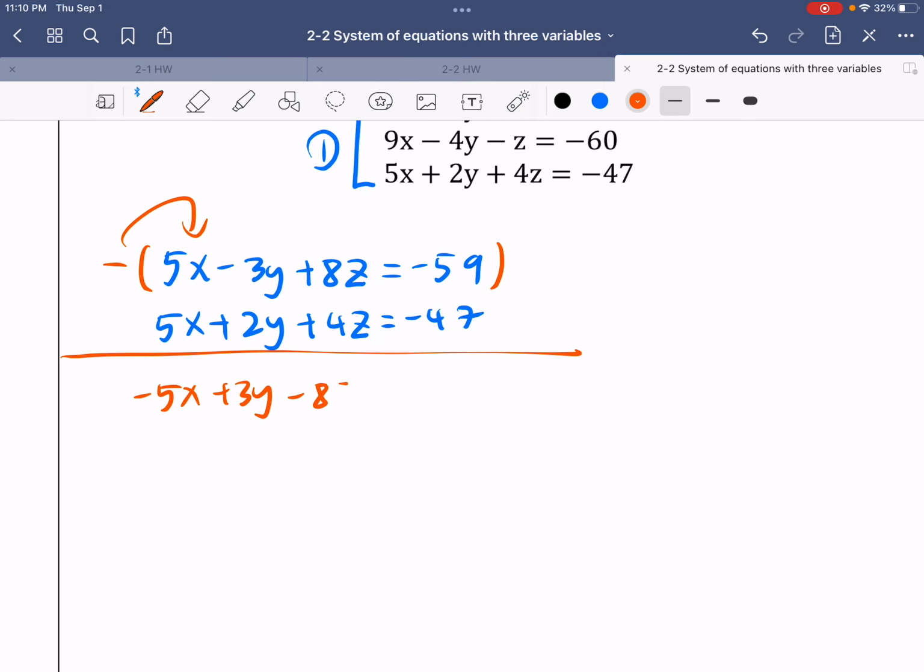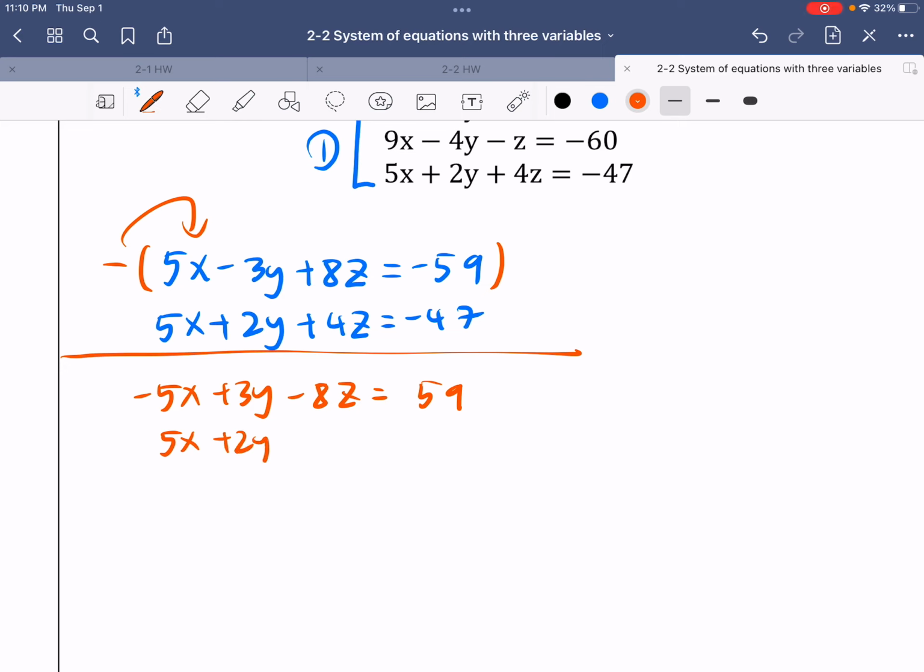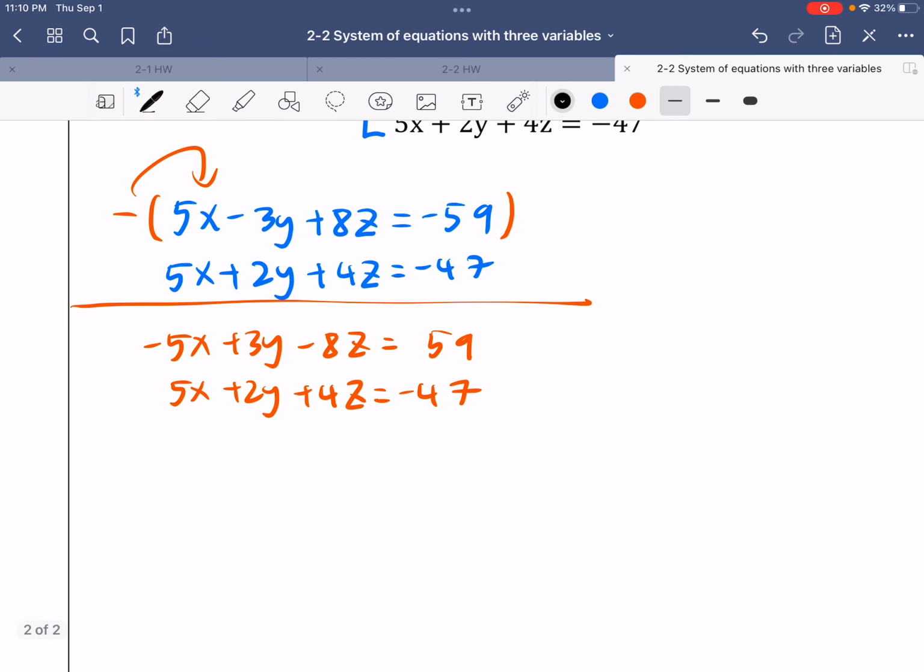Again, there's no reason. If you're wondering why I'm doing it so fast, if you distribute a negative, the only effect is you just switch the sign. Okay, that's why I could do it so fast. And on the bottom, I don't have to do anything, so I will just copy this one down. If you don't understand, pause the video, think very carefully, or replay it. So these two disappear. 3 plus 2 will give you 5y. Negative 8 plus 4 will give you negative 4z. 59 minus 47 will give you 12.